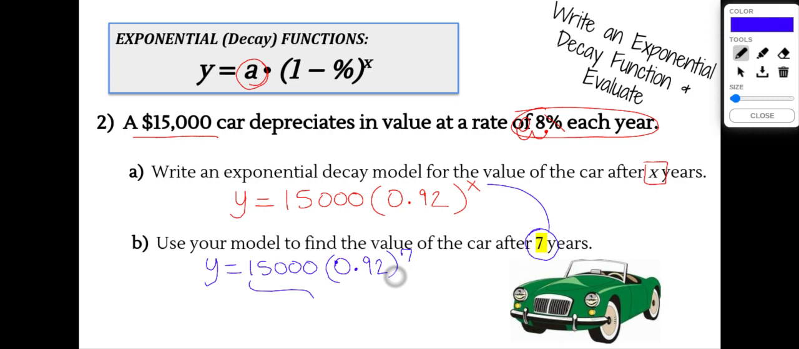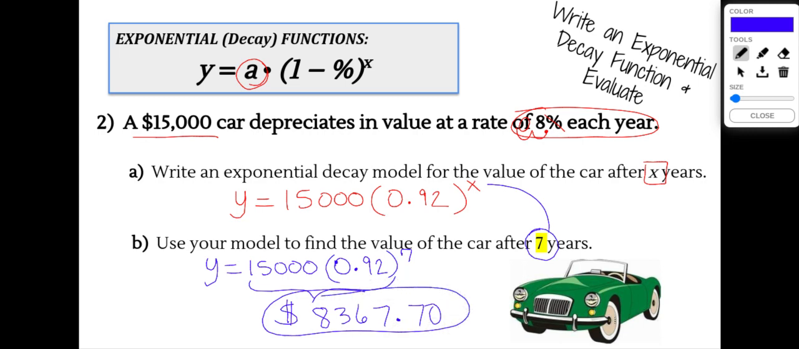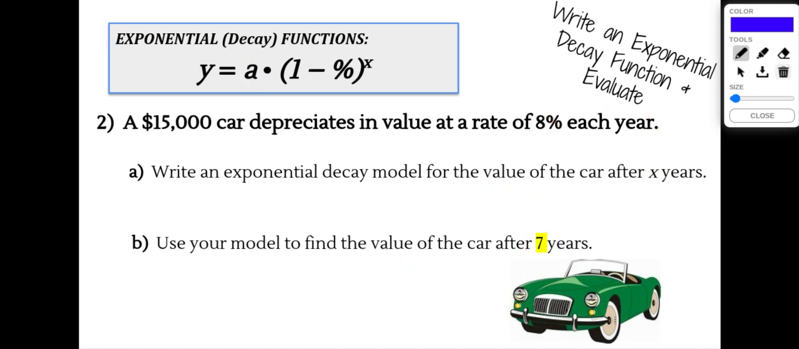So I'm just going to type this into the calculator and figure out what the value of the car is going to be. So thinking like 8,367. And if you look at the decimal, I think it's like 0.699, which would go up to about 70 cents if we rounded it to the nearest penny. So this is what the car would be worth after 7 years. So it started as a $15,000 car. It lost a lot of value after that first 7 years, and this is what it's worth. All right, great problem.